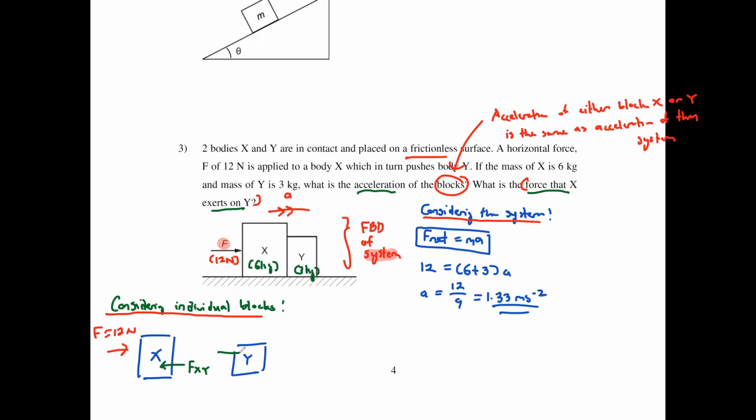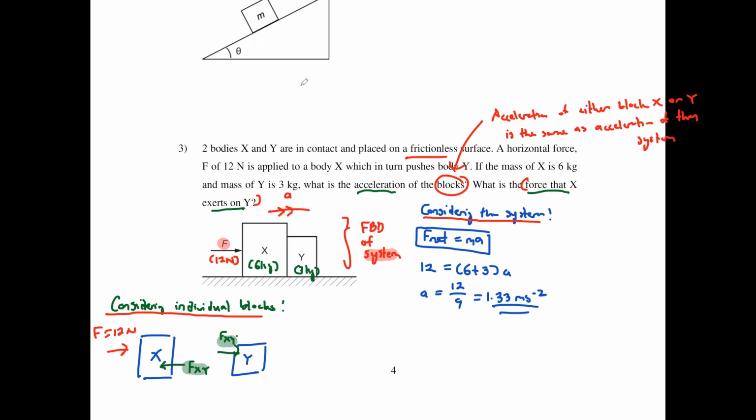This one would be Fxy. When you use the 12 Newton force to push onto block X, it will in turn push onto block Y, causing you to have this force Fxy. And in return, from Newton's third law, you will also have an equal and opposite force of Fxy acting back on block X. So this is the free body diagram of both those blocks right now.